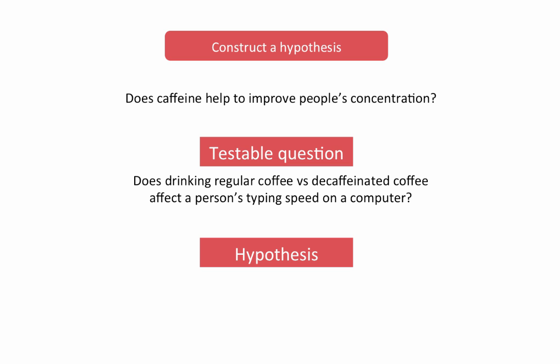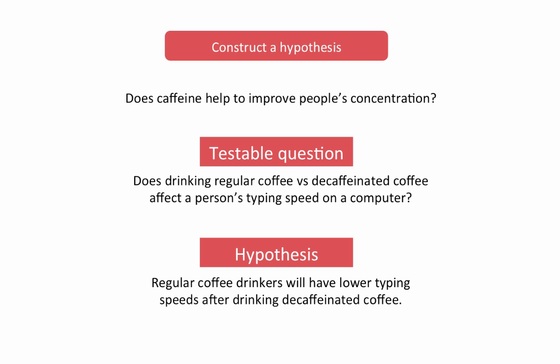A hypothesis is basically what you think the outcome of the experiment will be. So we use information that we learned from previous research and put that together to come up with our best hypothesis. And in this case, here's what I think. From reading the other papers, I think regular coffee drinkers, now that regular coffee drinkers means people who drink coffee every day, will have lower typing speeds after drinking decaffeinated coffee. But basically, everything else will have no effect.